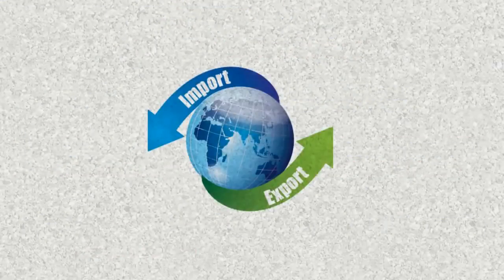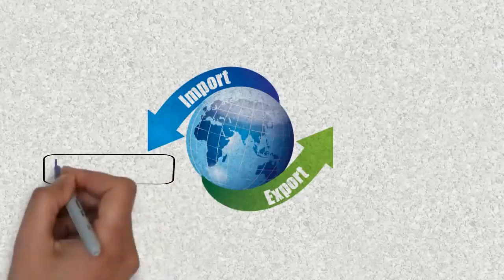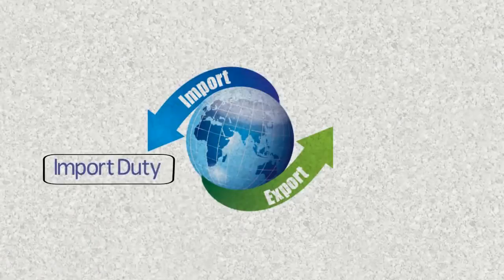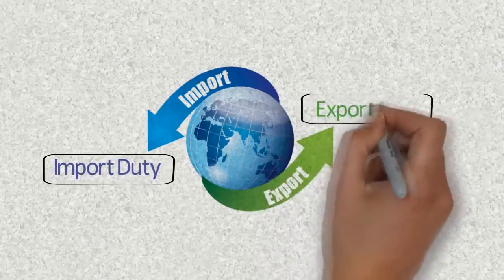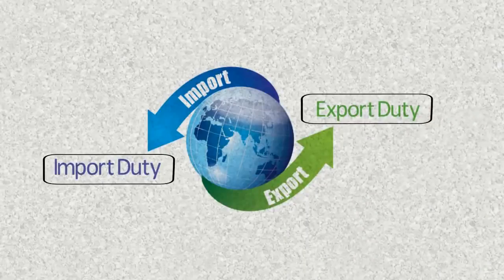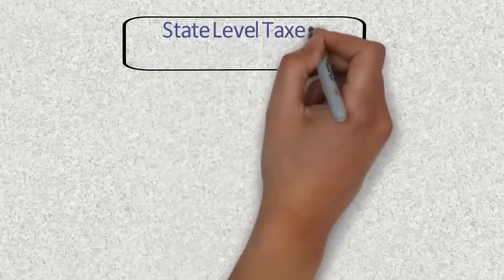We pay import duty on all such products, which is included in the cost of the product. There are two types of custom duty. One is import duty, which is levied on imports of the goods, and the second is export duty, which is levied on the exports of the goods. Now let's move on to the state level taxes.